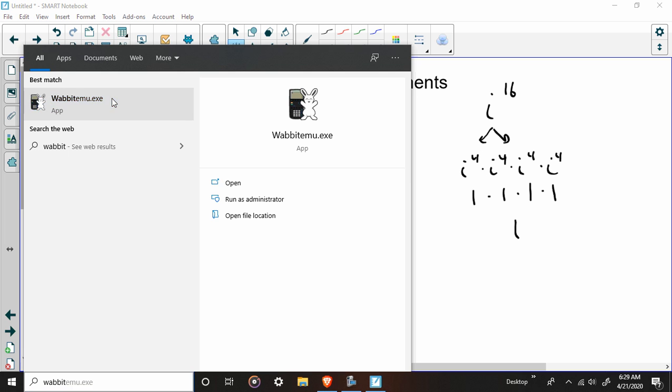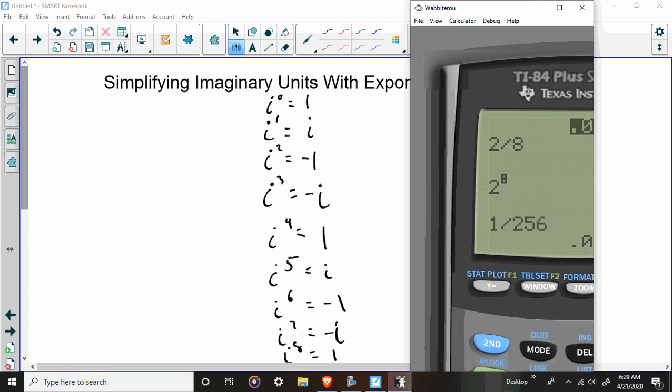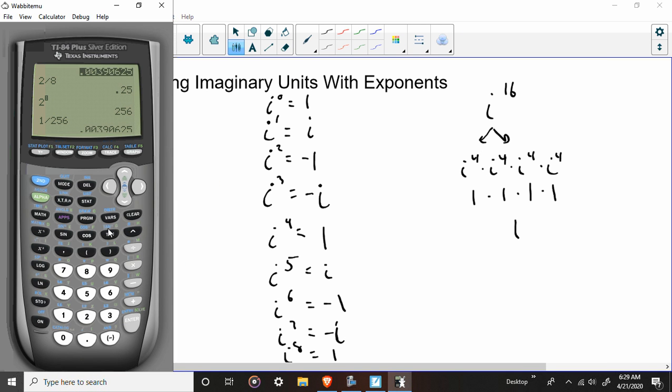The first thing you want to do is, if you have any exponent that is divisible by 4, so if I said 16, is that divisible by 4? You said yes. The answer is going to be 1. So in other words, if there's no remainder here, your answer is 1.